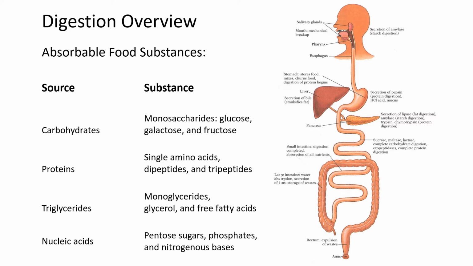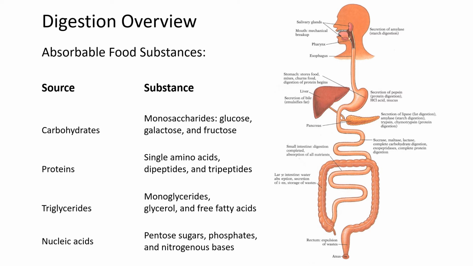So looking at the different macromolecules, we have carbohydrates, and they are ultimately going to be broken down into monosaccharides, which are individual sugars like glucose, galactose, and fructose. Proteins are going to be broken down into smaller and smaller bits as they pass through the digestive system, and ultimately they're going to be broken down into single amino acids that can be absorbed into the blood.